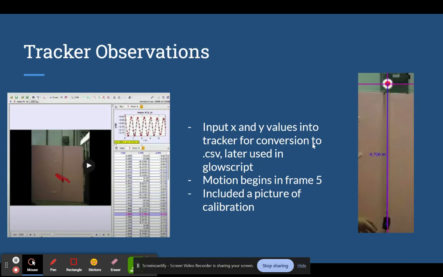So in our Tracker observations, we inputted the x and y values into Tracker from the video file that was later used in GlowScript. Motion begins in frame 5, and we included a picture of the calibration, as well as a picture of the table that took the data of the oscillation.